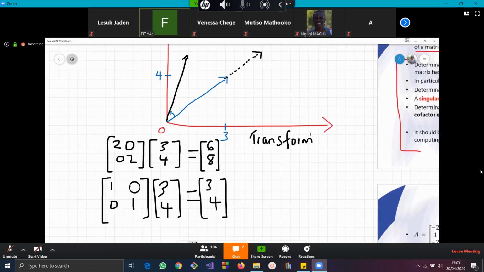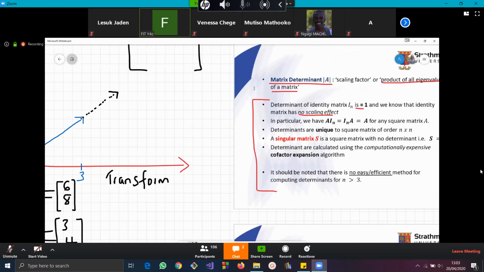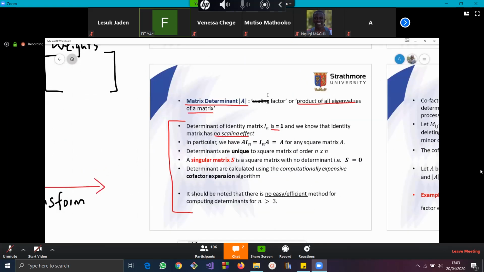So that's why I define the determinant as the scaling factor. I even remove scaling. It is a transforming factor. Okay, it will tell us a lot about whether this matrix will rotate this vector or enlarge this vector, and so on and so forth. So if you multiply a matrix with an identity, you just get the same thing like that.